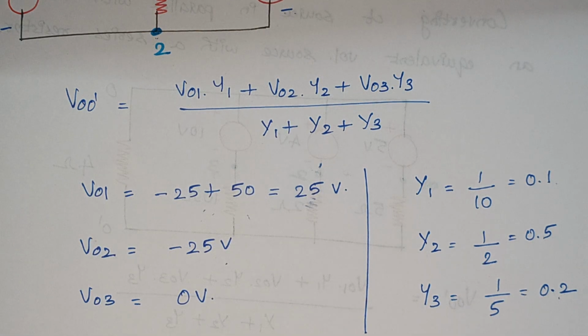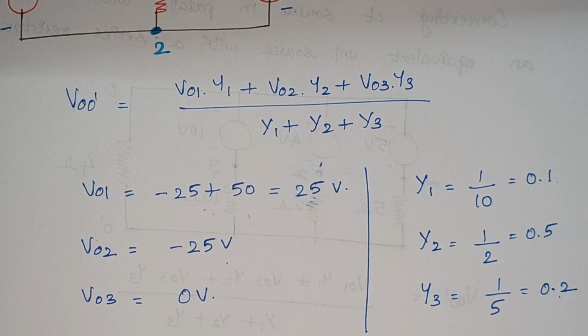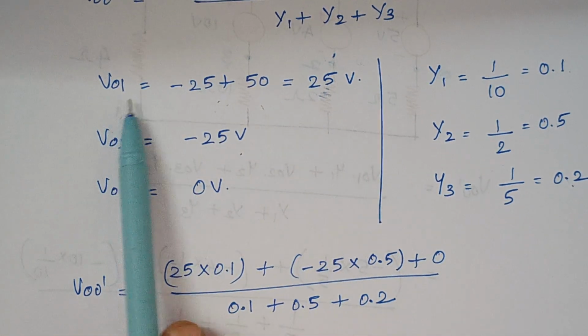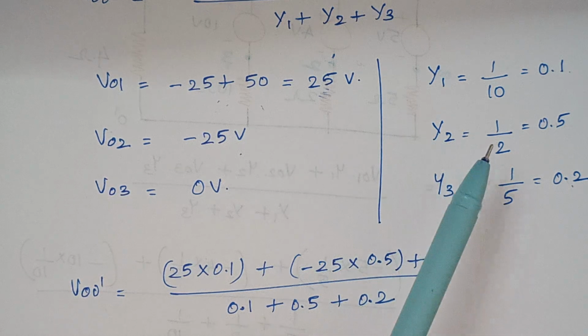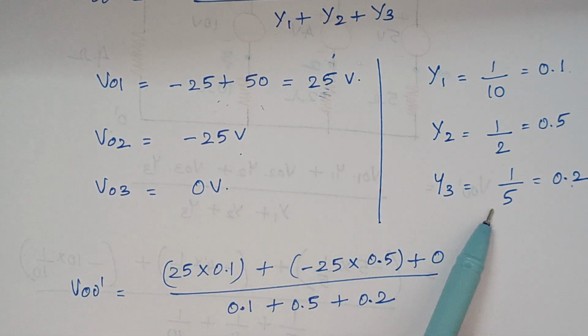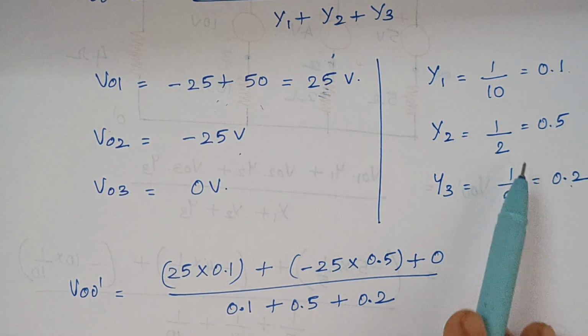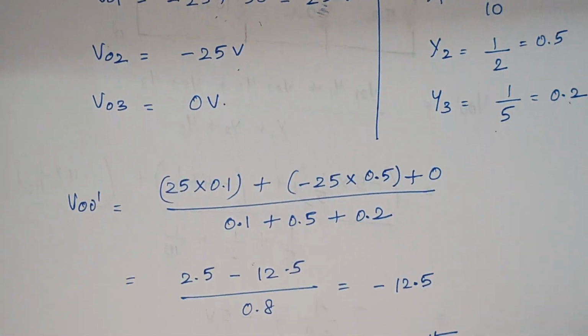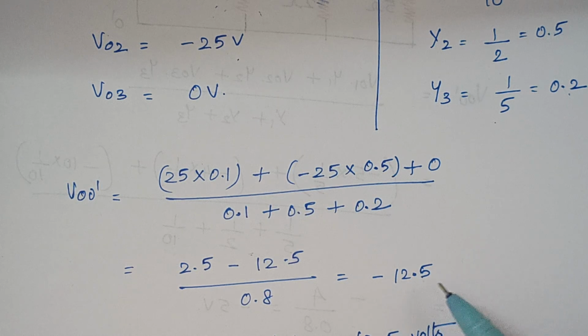The next thing is we are going to substitute it, right? So in this formula, when you substitute, you see VO1 into Y1, VO2 into Y2 and VO3 into Y3 divided by Y1 plus Y2 plus Y3. Just substitute the values and finally the value of voltage is minus 12.5. Again we have to reverse the polarity of O and O dash. That is the meaning of that.